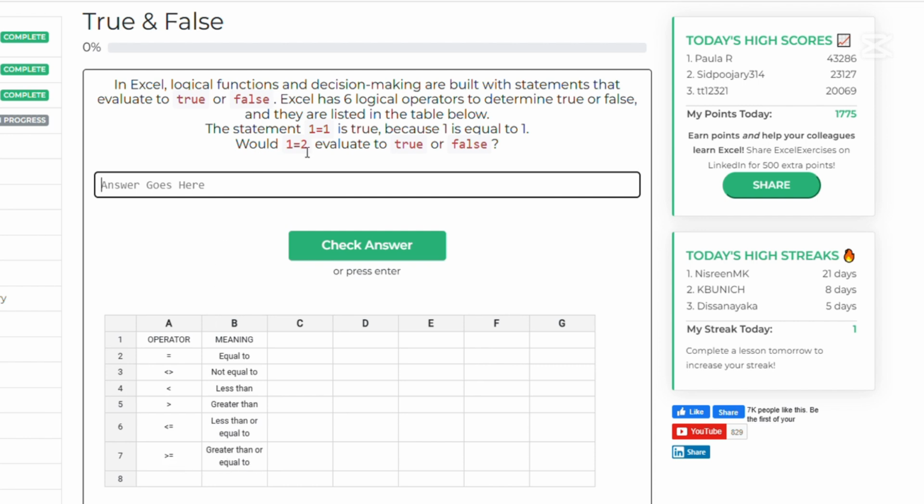So would 1 equal 2 evaluate to true or false? What did you think? False.